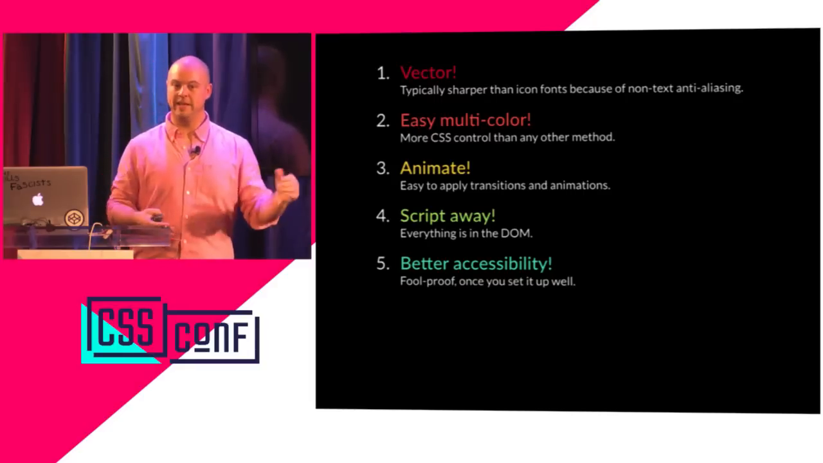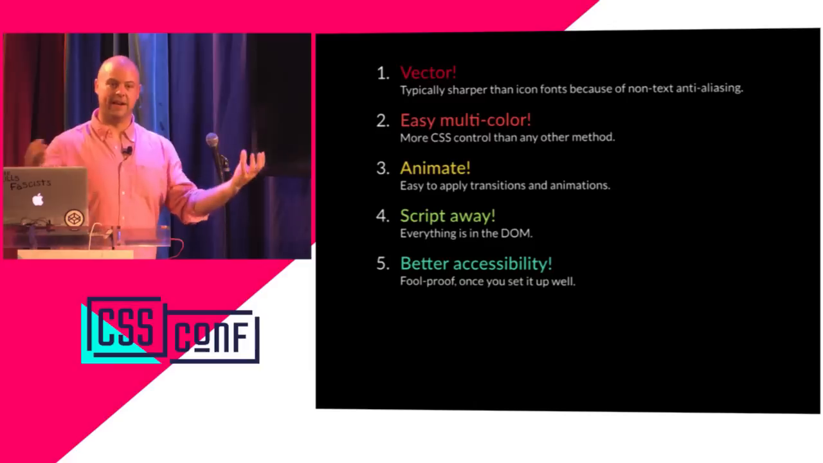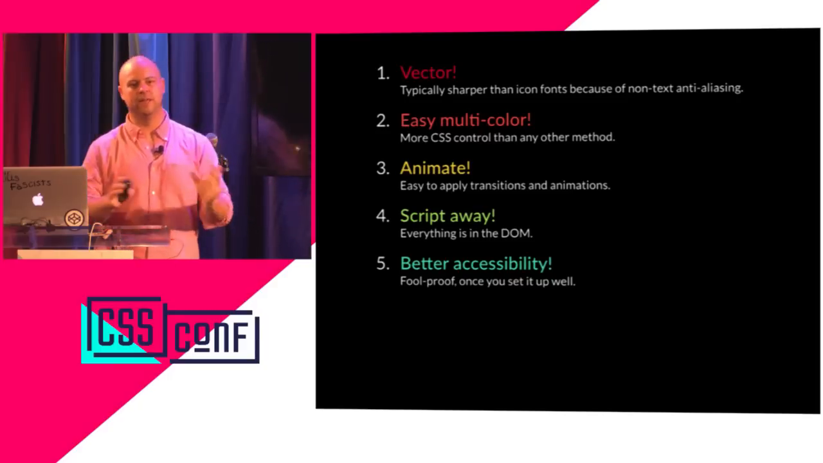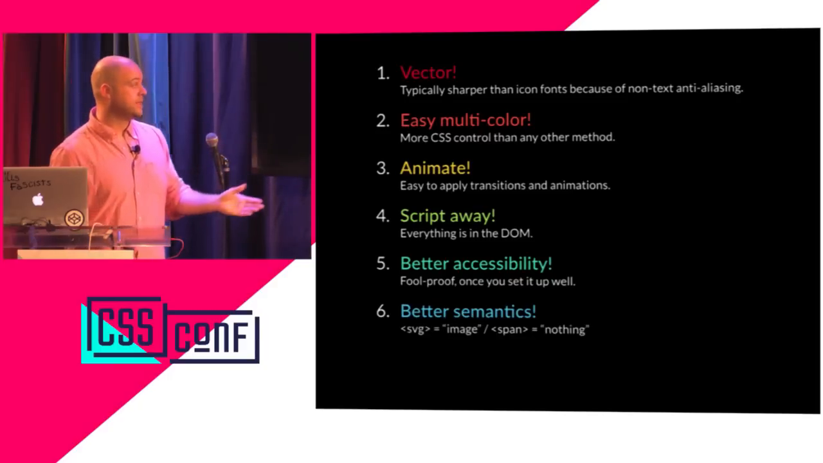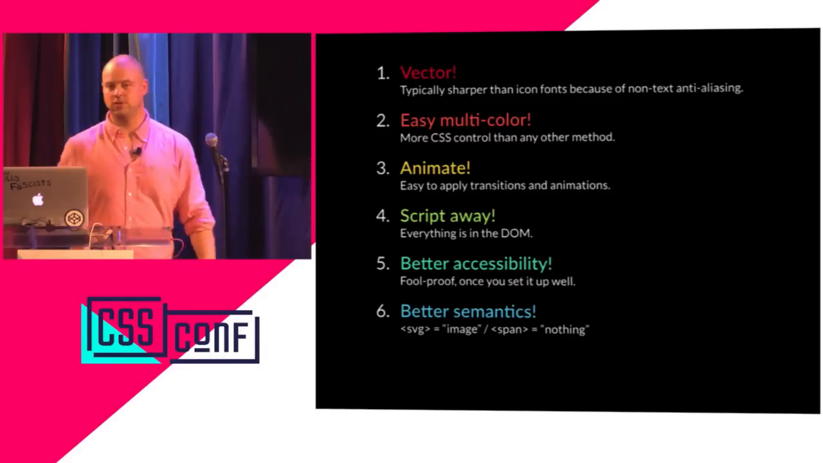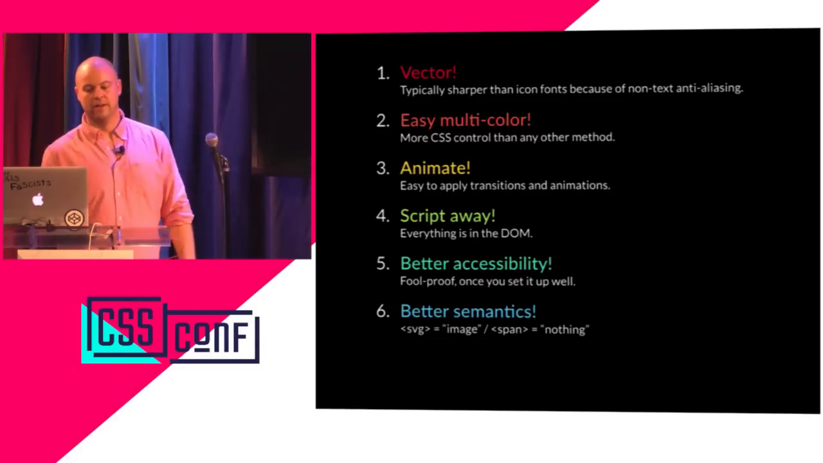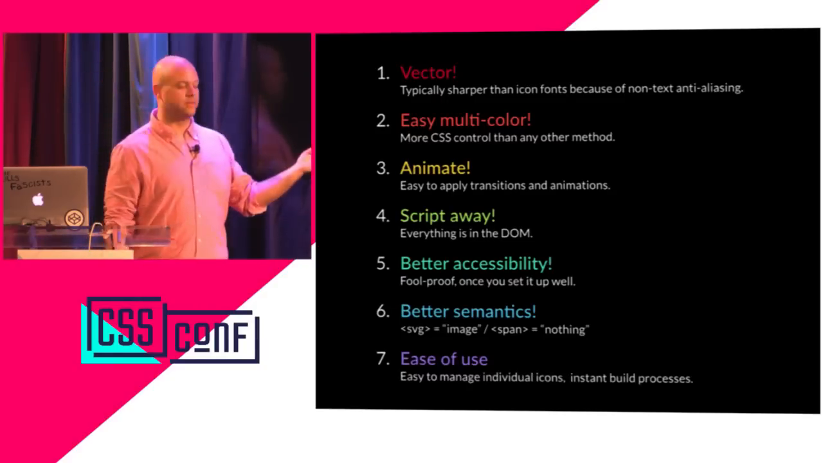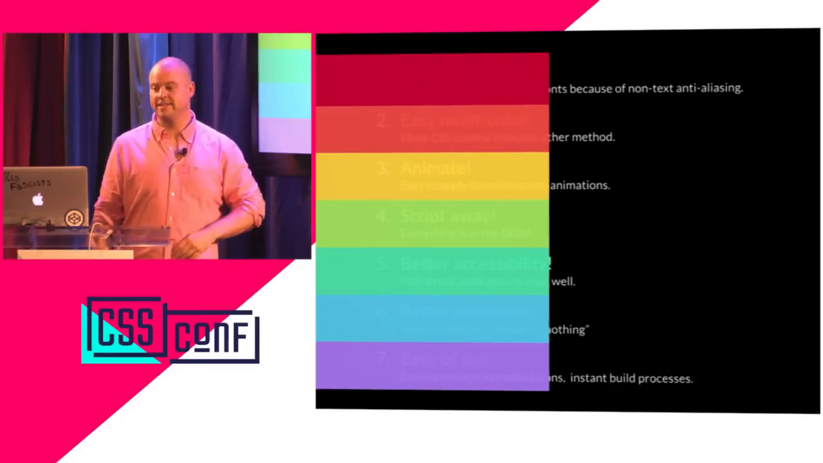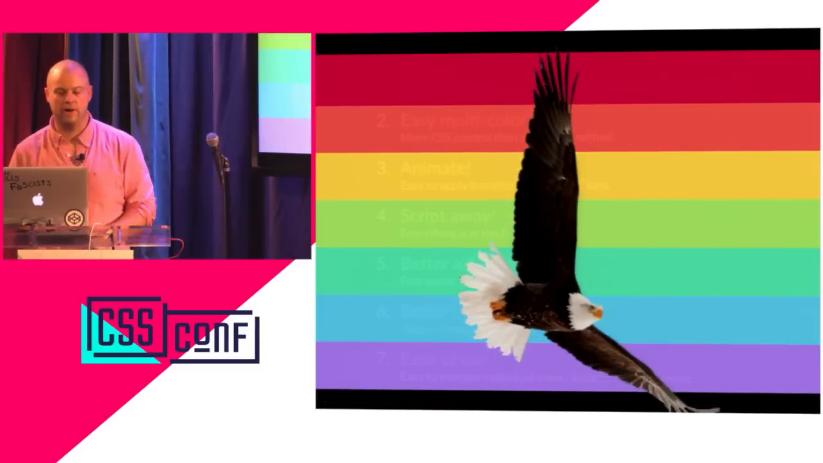It has better accessibility because, you know, you tab to the icon and it announces what it is, or it doesn't do that, so you kind of have control over it, whereas with icon fonts you really have to jump through hoops to get that to work. Semantically, it makes more sense. You're using SVG, which is semantically an image, which is what it is on the page. You don't have to fake that garbage, and there are so many build tools and cool processes for it. You just get a whole lot. I feel like that adds up to one big fat rainbow of awesome.